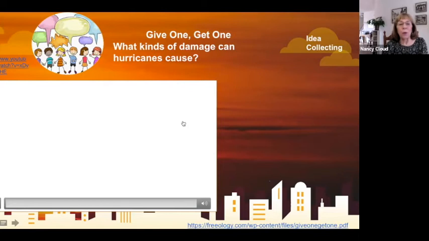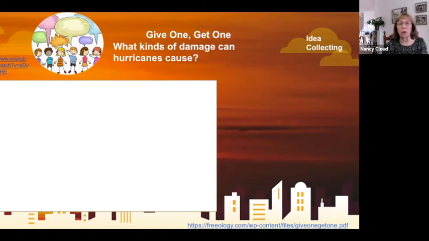Okay, so one of the things I would want you to notice about Give One, Get One is how it lets the kids move about, and they really need that. They're stuck in their chairs too much, but it also lets them speak to other kids in the class, and you want it to be very egalitarian, and you want kids to have multiple opportunities to speak, not just one chance to say something to their partner and end of story.